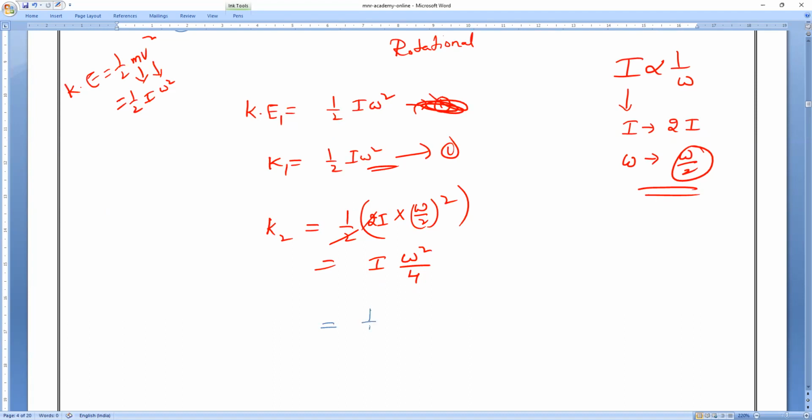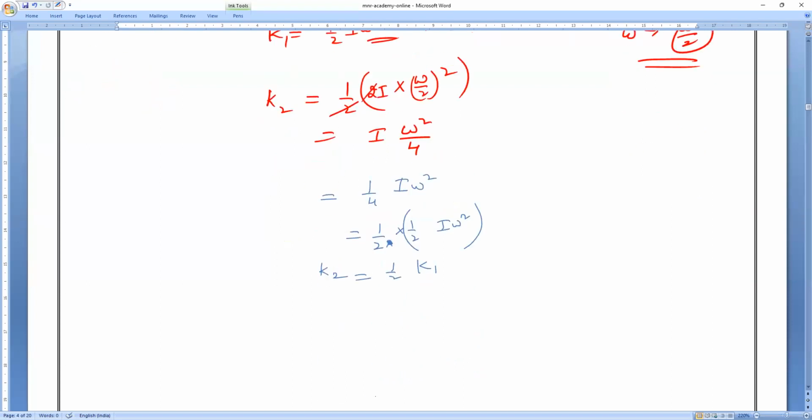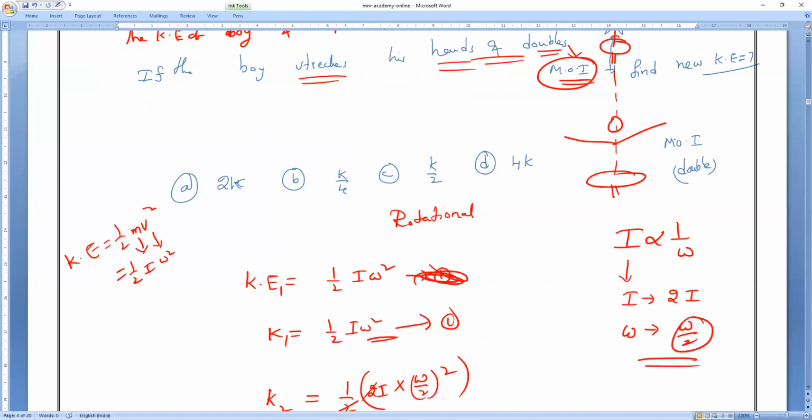Can I write this as 1 by 4 into I omega square, which I will write as 1 by 2 into 1 by 2 I omega square? If you want, you can write it this way. This entire thing equals K1. So what is the new K2? K2 is equal to half of the initial kinetic energy. That is the result.